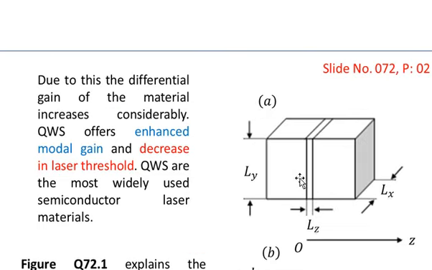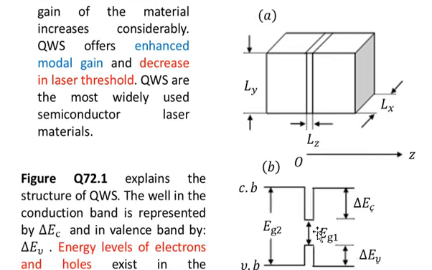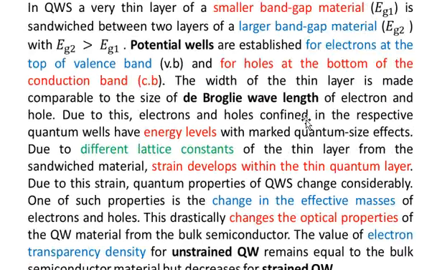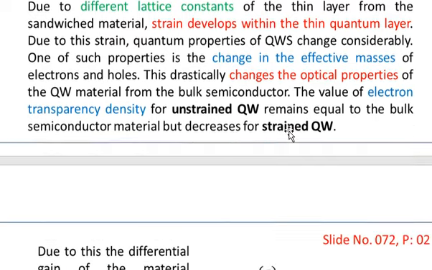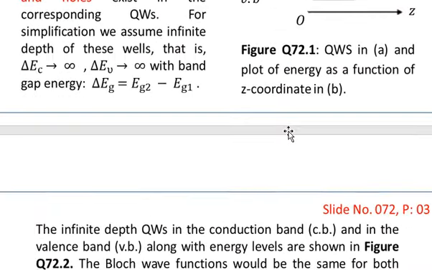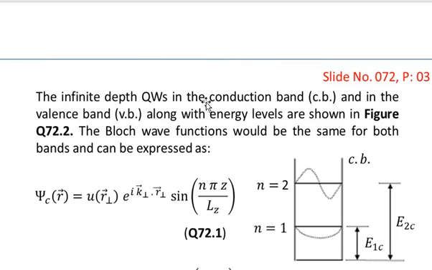And remember that this is a 3D geometry, that is, it has dimensions Lx, Ly and Lz. So the quantum wells are formed in the width Lz. And you know that we have said over here that this width, that is lambda z, will be set equal to the de Broglie wavelength of the electrons or the holes. The infinite depth quantum wells in the conduction band, represented by CB, and in the valence band, represented by VB, along with the energy levels are shown in figure 72.2.